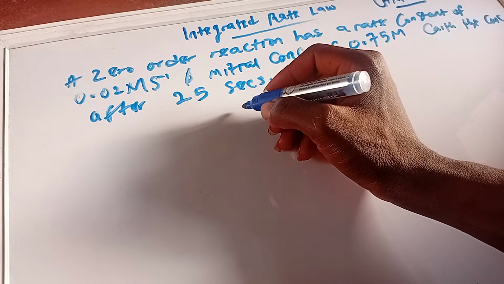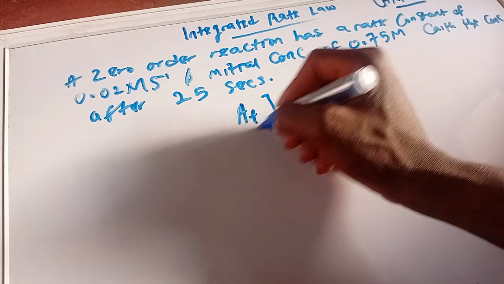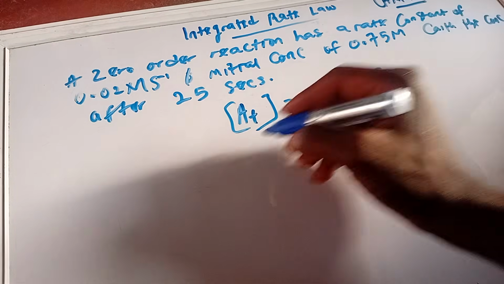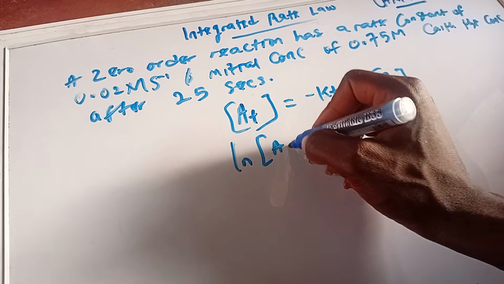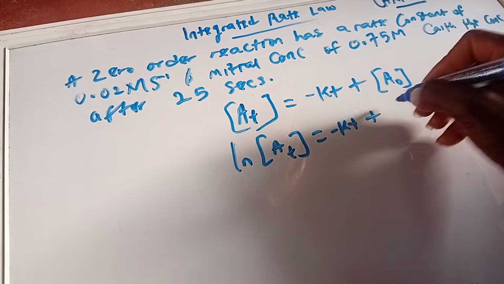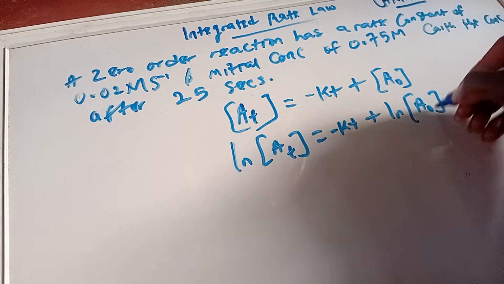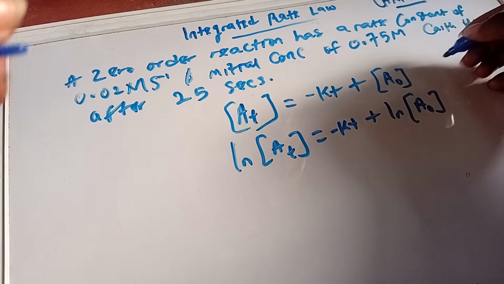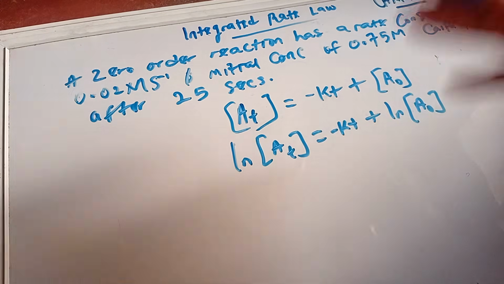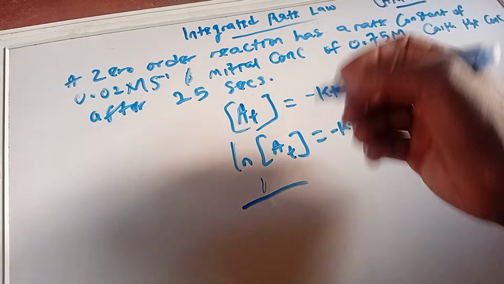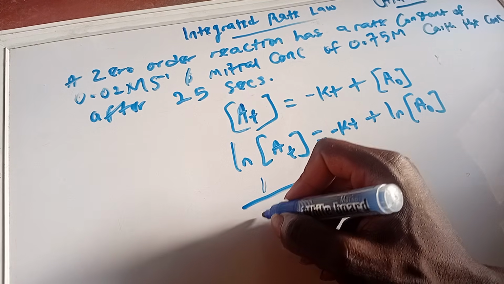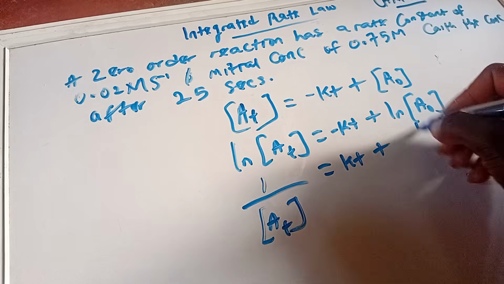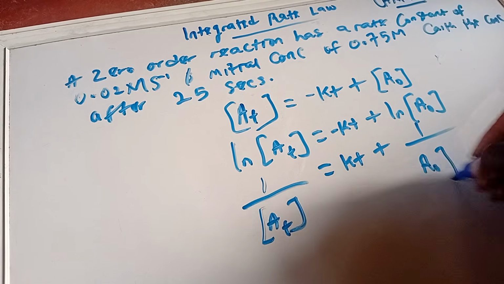For zero order, the formula is: concentration at time t equals minus kt plus the initial concentration. For the first order, we have ln of the concentration at time t equals minus kt plus ln of the initial concentration. These are the linear forms of the integrated rate law. That's why we liken them to y equals mx plus c, like I did earlier. For the second order, I don't think you have been taught, but let me just add it: 1 over the concentration at time t equals kt plus the reciprocal of the initial concentration.